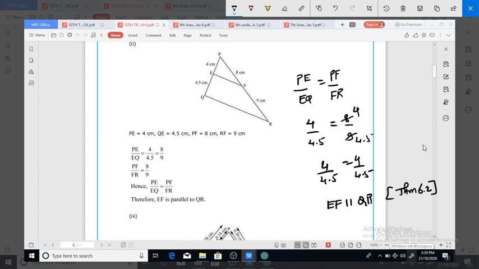The converse of theorem 6.2, the converse of Thales theorem, says that if proportionals are equal, then we can say these two lines are parallel. Okay, so here EF is parallel to QR. Clear?